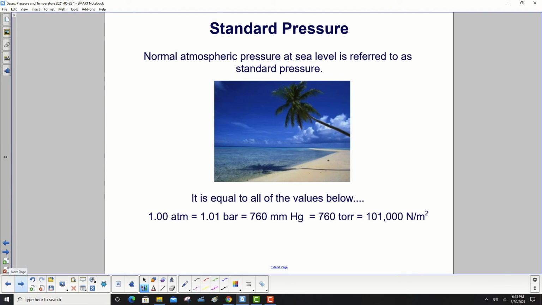Normal atmospheric pressure at sea level is referred to as standard pressure. It is equal to all of these values. 1 atmosphere, which we hinted at earlier, 1.01 bar, 760 millimeters of mercury, that would be the height of the column of mercury in a barometer, 760 torr, or 101,000 newtons per square meter.